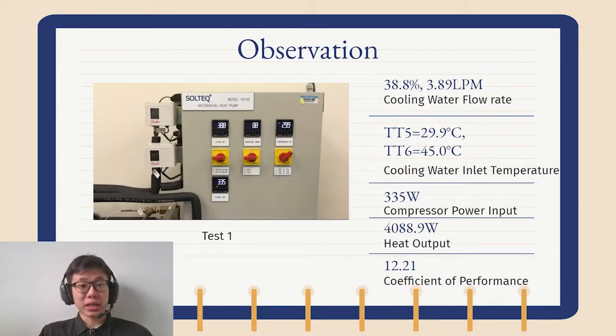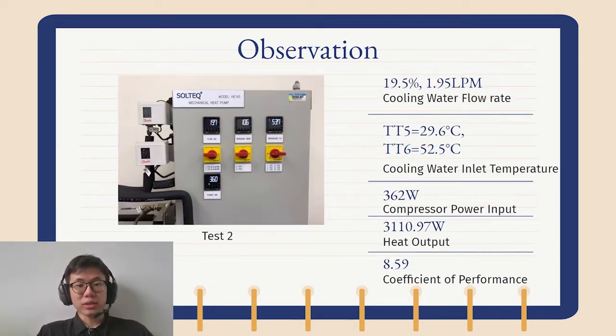I will continue to discuss the observations of the experiment. Before the experiment is started, make sure the water supply is open. In test 1, the cooling water flow rate is set at 40%. After 15 minutes, the power input of the heat pump was recorded at 335 watts in order to absorb 4088.99 watts of heat from the surroundings. The coefficient of performance of the heat pump that we calculated was 12.21.